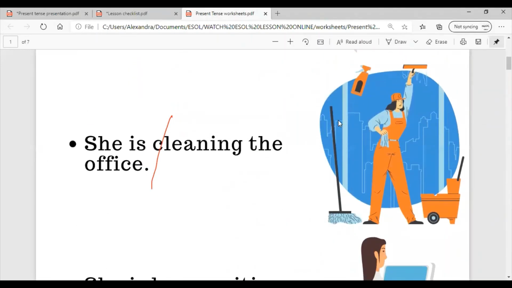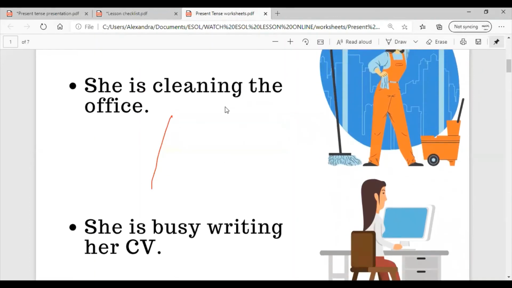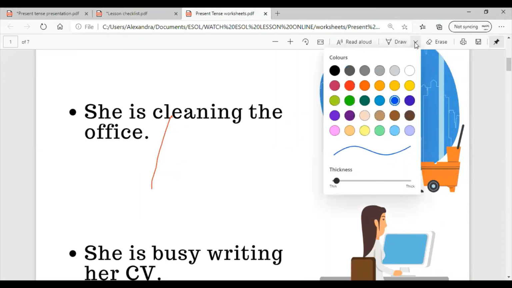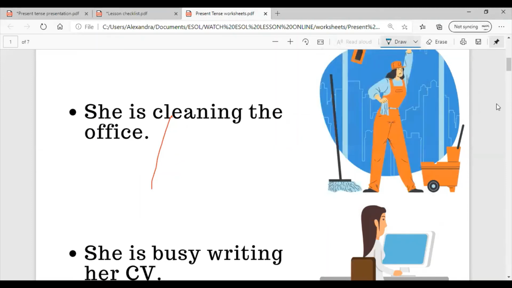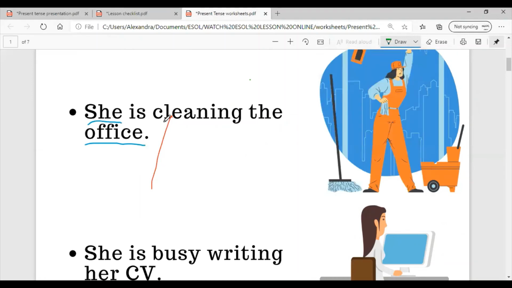Let's pick one. Here we go. So here's an example sentence. We have, she is cleaning the office. So we're going to look for our nouns. Our nouns are she and office, and office is a place. Our verb is what she's doing, so she's cleaning. So cleaning is our verb.